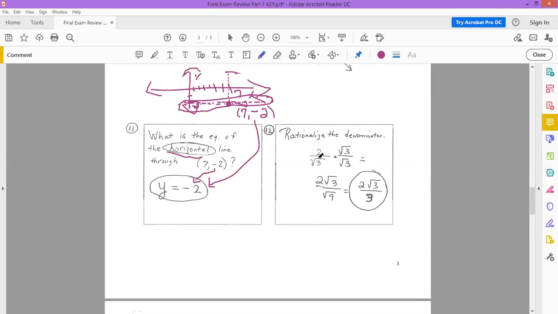So when we multiply in the denominators, square root 3 times square root 3, we'll get square root 9. In the numerator, we have 2 times square root 3. The square root of 9 can be reduced. The square root of 9 is 3. So this is our answer, 2 square root 3 divided by 3.